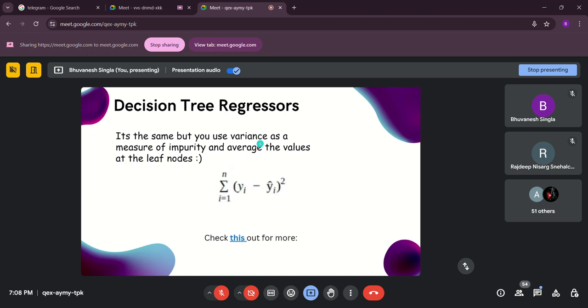Now, if you talk about regression, you can again use decision trees to solve regression problems, except the purity measure, or the similarity measure you use now, is usually the variance of the sample. So you take the variance and you take the average variance. That would be the measure of similarity for regression problems.